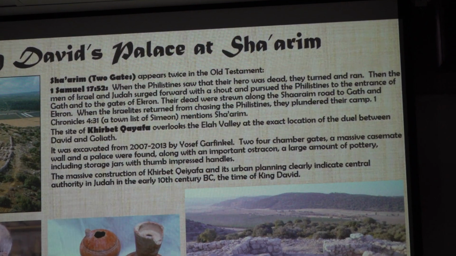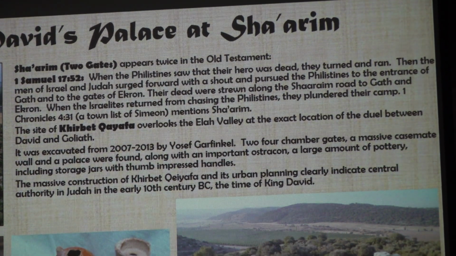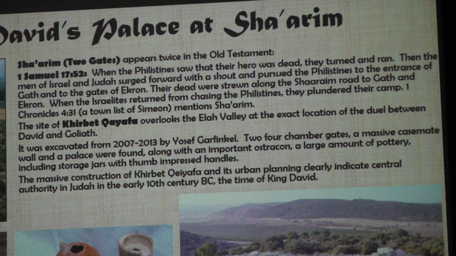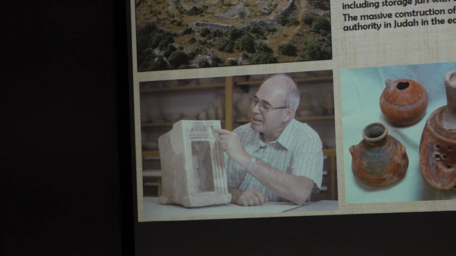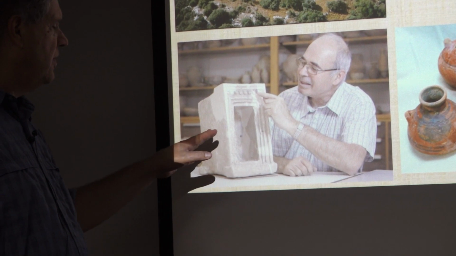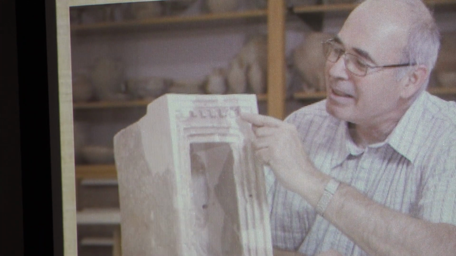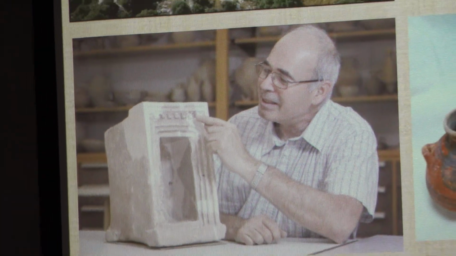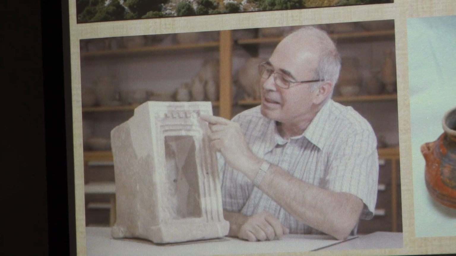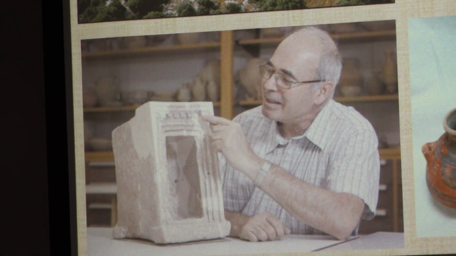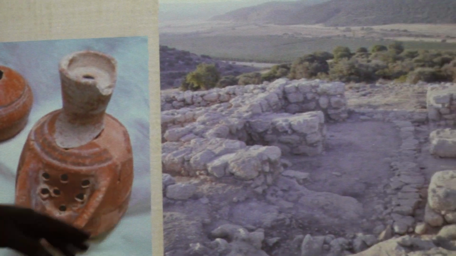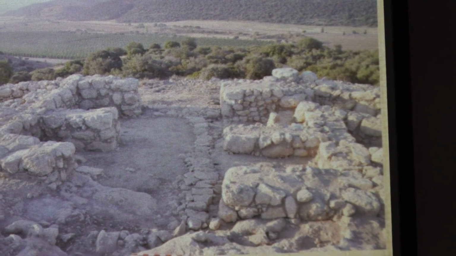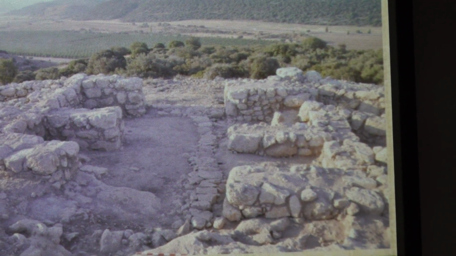The excavator Yossi Garfinkel is showing here a clay model of a shrine. And he has pointed out in various articles that this is a very early prototype shrine that depicts the later Temple of Solomon. And of course, that was found, this is partially restored, that was found at Khirbet Qeiyafa. And here's some pottery found there. And here's one of the four-chamber gates at Khirbet Qeiyafa overlooking the Elah Valley.